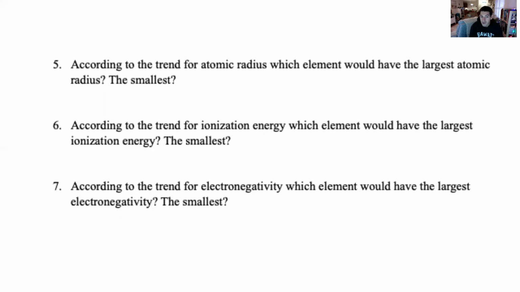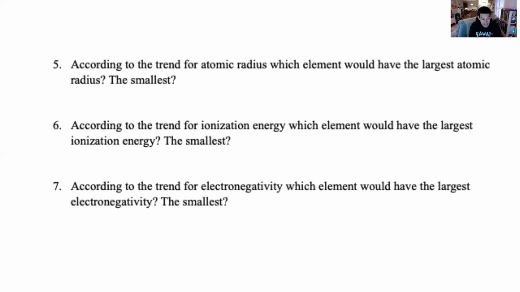According to the trend for electronegativity, which element would have the largest electronegativity? All right, this would not be helium because the noble gases don't have electronegativity. They don't attract electrons because they have those full valence electron sets, so they have no need. So our next answer, according to that trend, is actually going to be fluorine. Fluorine is furthest right and furthest near the top of the table and not a noble gas.